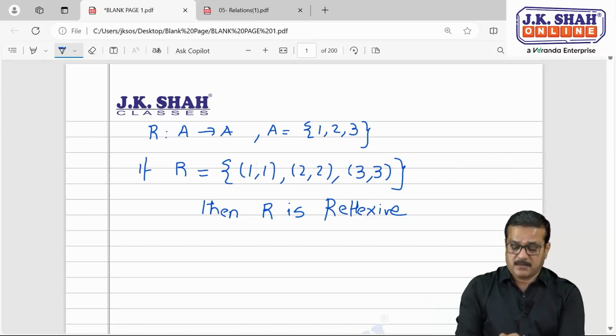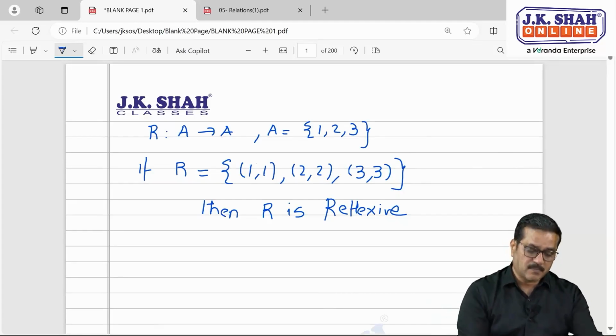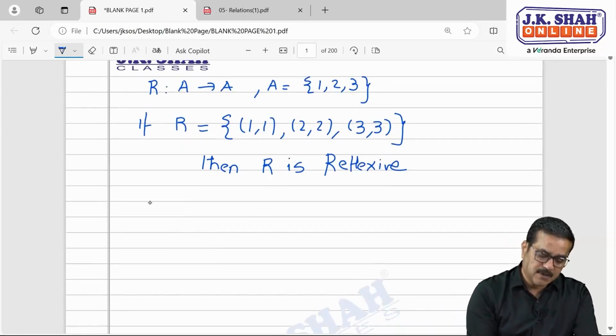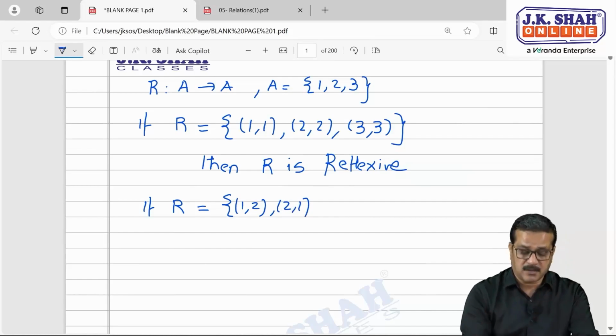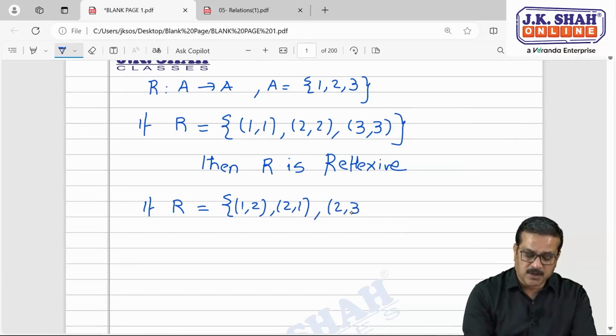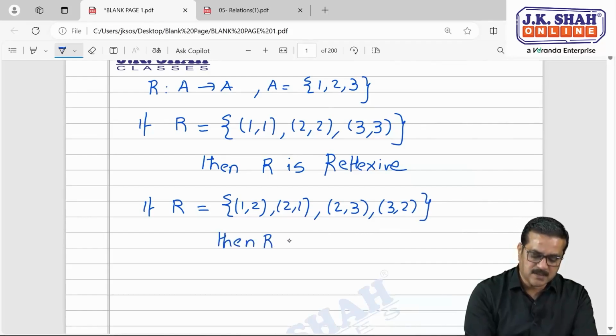Now coming back to the next one. Let us say R happens to contain the ordered pairs (1,2) and (2,1). Similarly, let us say it also had (2,3) and (3,2). Then we say R is symmetric.